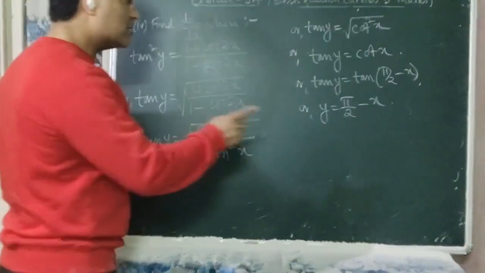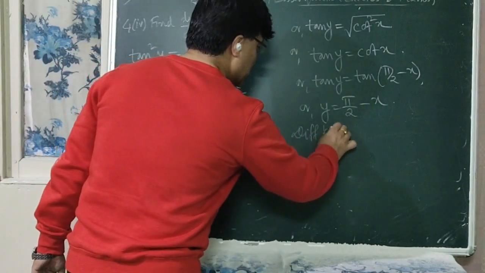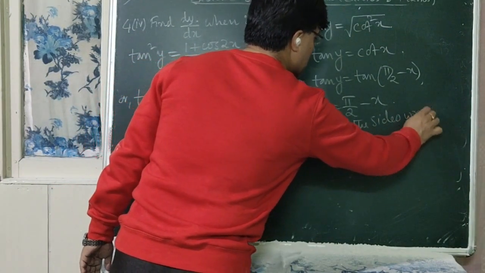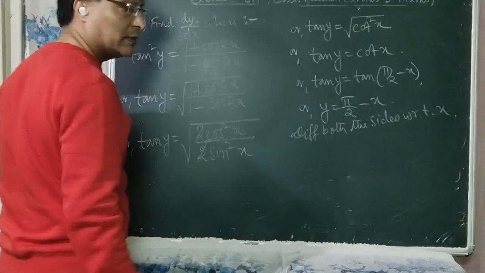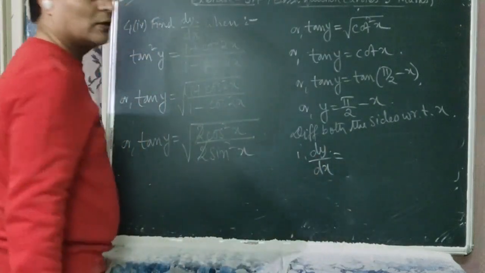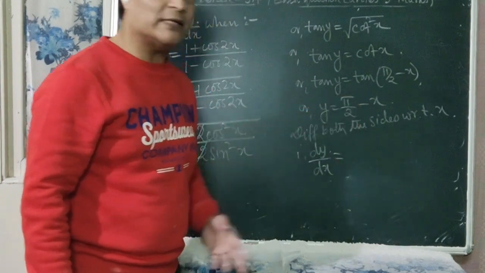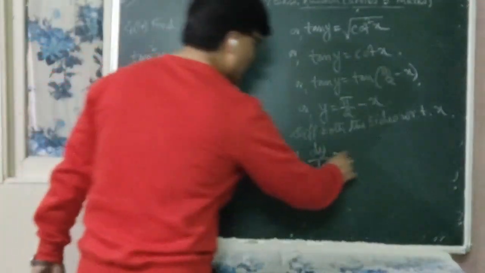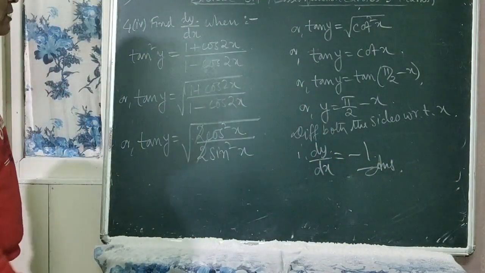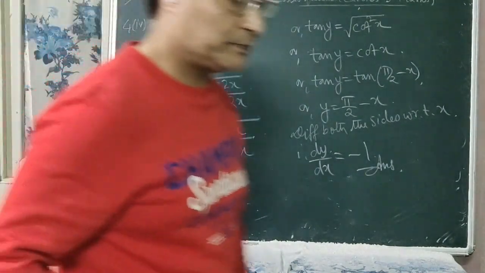So let us differentiate both the sides with respect to x. Therefore dy by dx is equal to, what is the derivative of 90? That is constant, it is always 0. But what is the derivative of minus x? It is minus 1. So minus 1 is the final answer. Is that clear now? So this is the answer. You can copy it. We'll do the next question now.